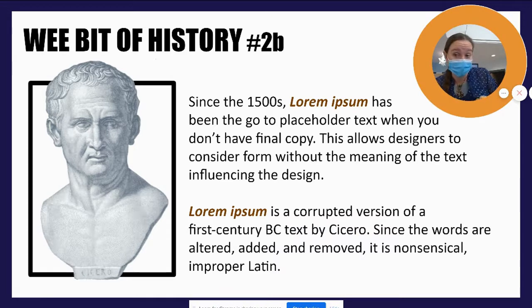And this is when you don't have final copy. So designers use this when they're considering form without the meaning of the text influencing their design. Here's why. If you have ever used the real text and then they change it and then they change it and you don't notice because it's small things, you don't want to put in the right copy until you know that they've already proofed it.